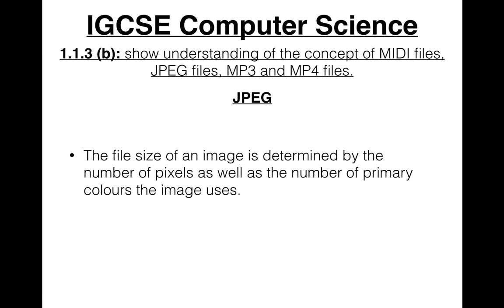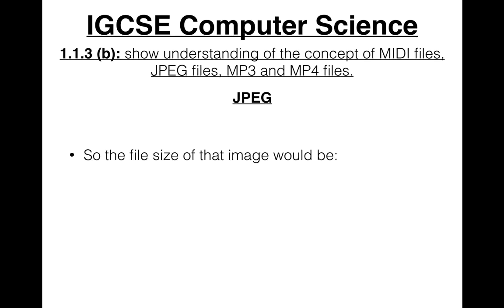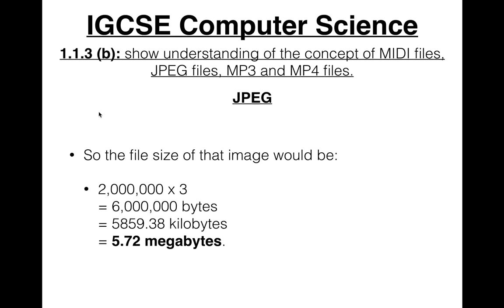The file size of an image is determined by the number of pixels, as well as the number of primary colors the image uses. Most images use 3 primary colors, red, green, and blue. So the file size of that image would be 2 million times 3, which gives you 6 million bytes, which is equivalent to that many kilobytes and 5.72 megabytes. How did I get these values? Just divide that by 1024, and divide that by 1024 again to get the megabytes.